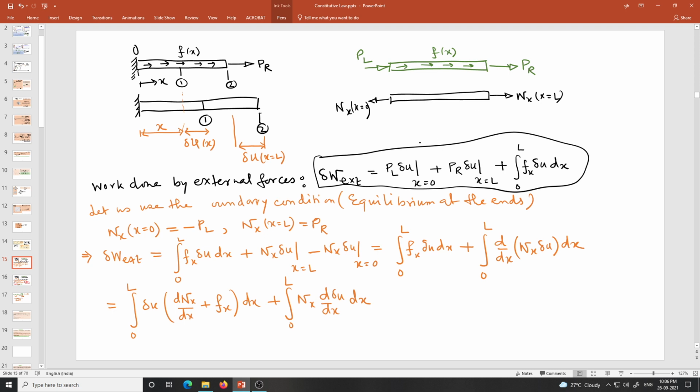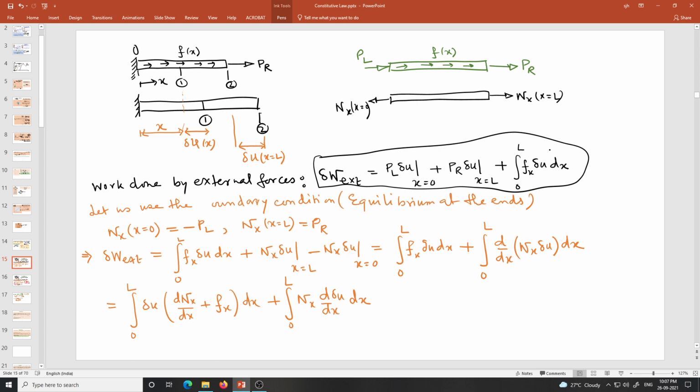So using the elementary concept of work done, force times displacement, we can calculate the concentrated action of the concentrated force: PL times delta U measured at the point x equals 0, PR times delta U measured at the point x equals L, and the distributed work done, Fx times delta U, integrated over the distance from 0 to L. Okay, this we are getting using our elementary definition of work done.